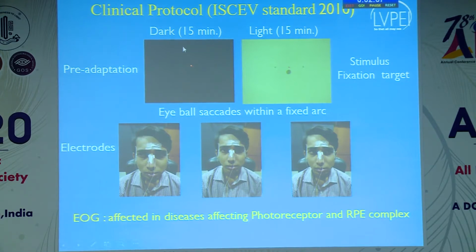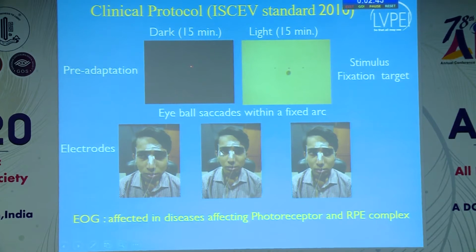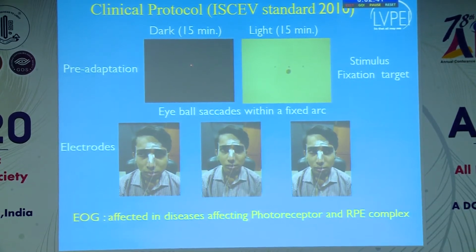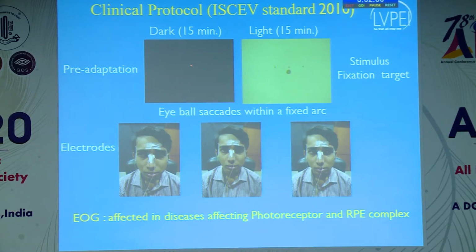This is the brief summary of the protocol: 15 minutes in the dark, 15 minutes in the light. These are the fixation targets, kept separated by around 30 degrees. The subject with the skin electrodes periodically rotates the eyeballs between these two targets. So 15 minutes during the dark and 15 minutes during the light. In every minute the movements happen for around 10 seconds, and for the other 50 seconds the patient takes rest.